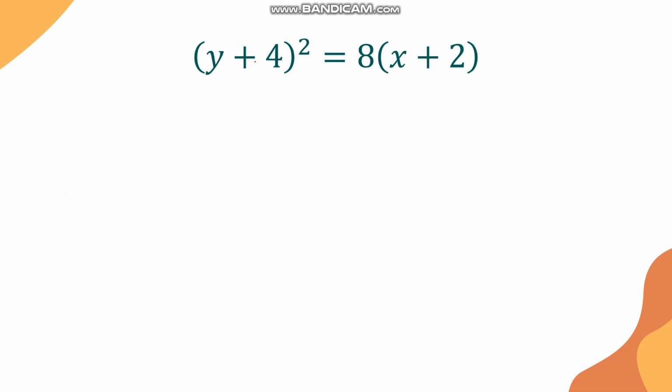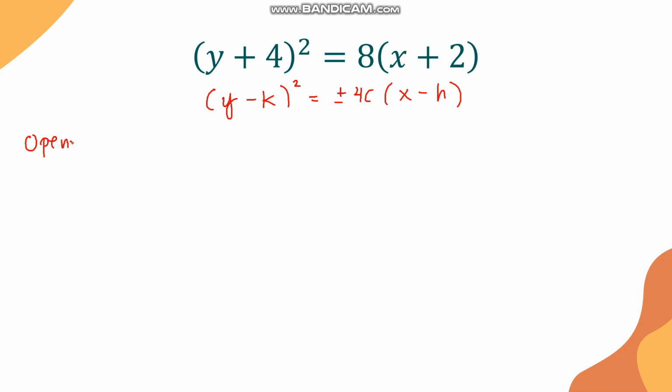And for our last example, let's have (y + 4)² = 8(x + 2). Since the variable that is being squared is y, it follows the form (y - k)² = ±4c(x - h).